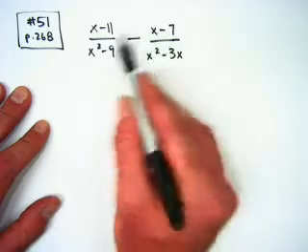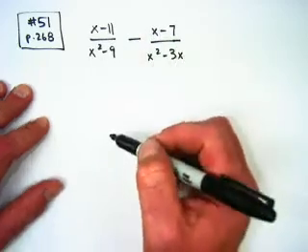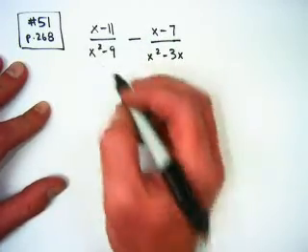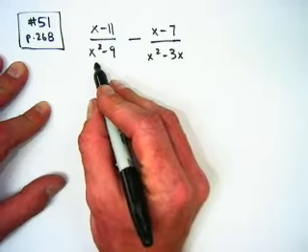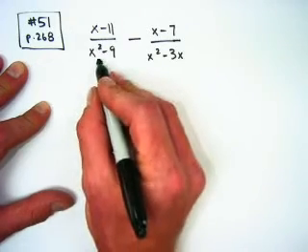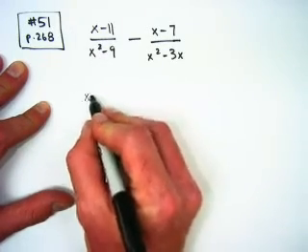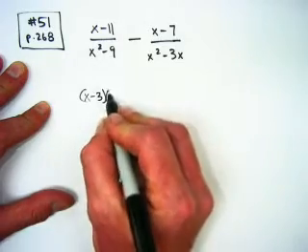We need to find a common denominator between these two things if we're to subtract these two terms. When finding a common denominator, we want to factor first. So this is a difference of two perfect squares, so it becomes x minus 3, x plus 3.